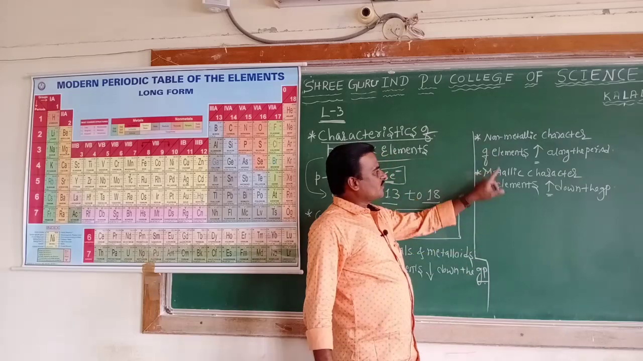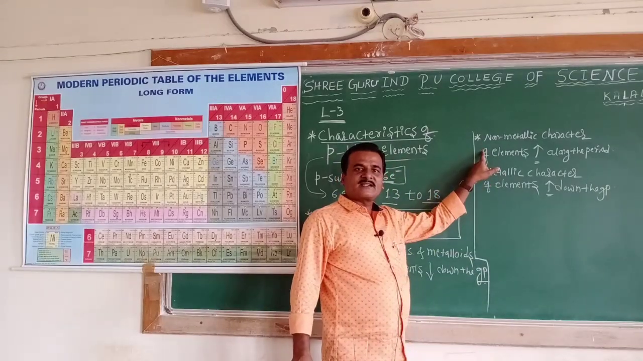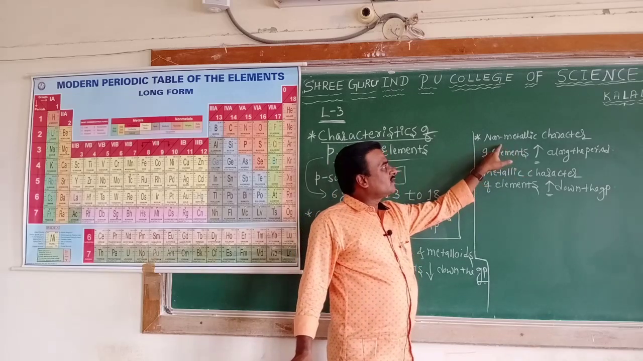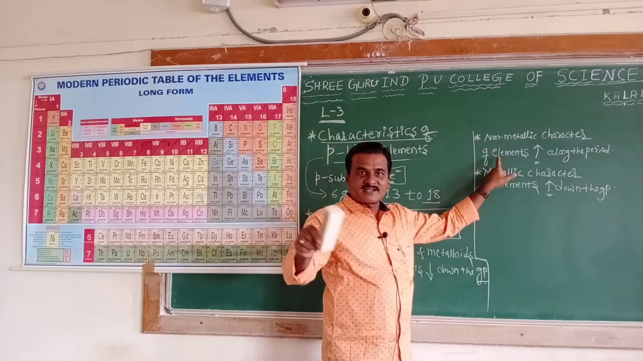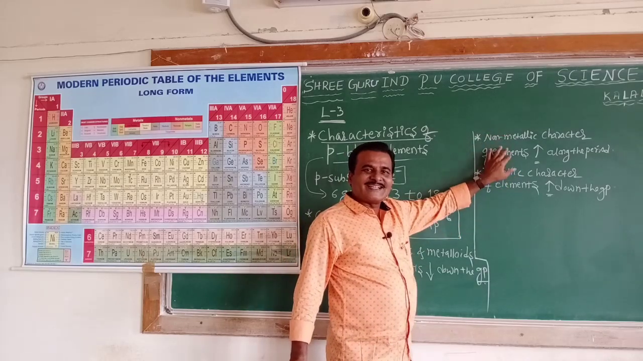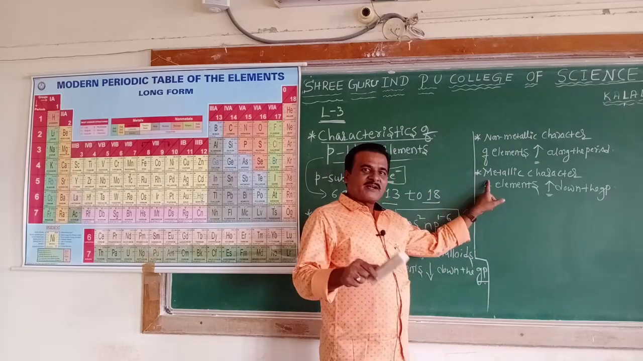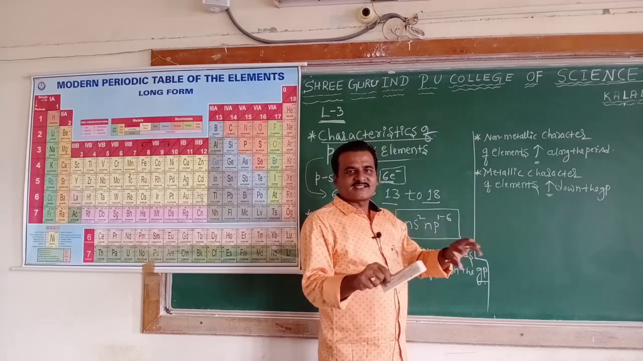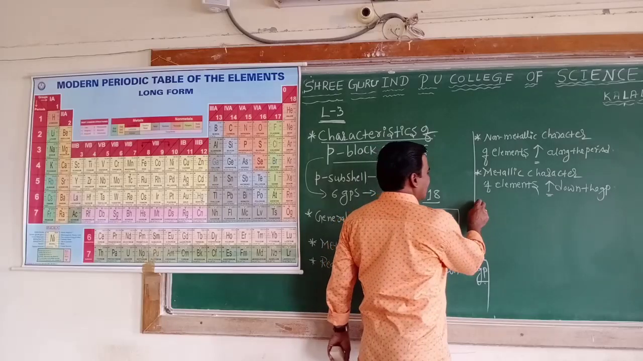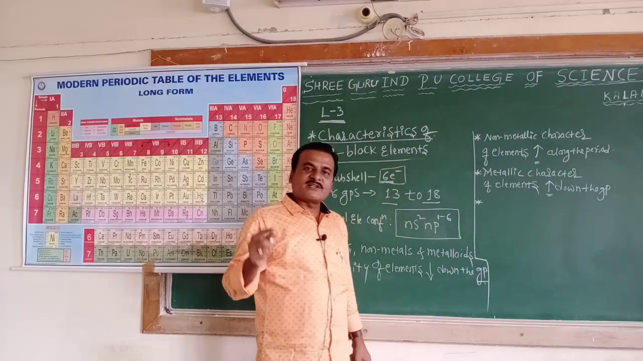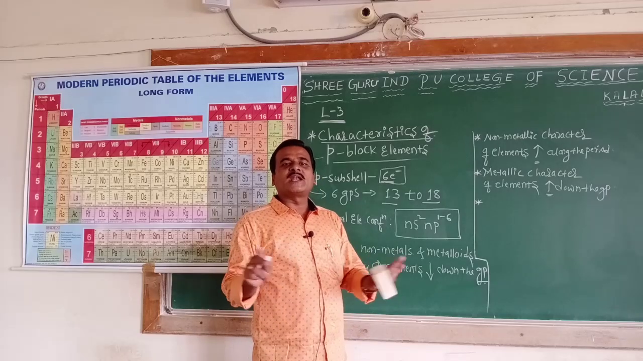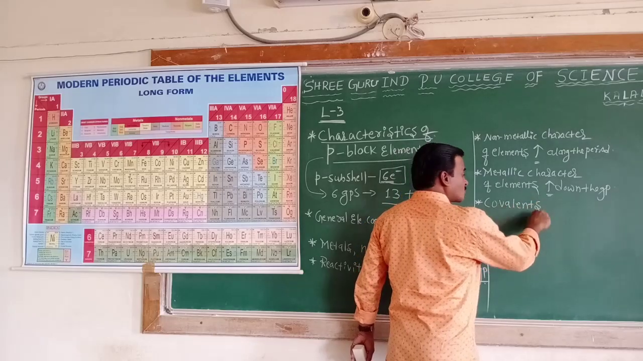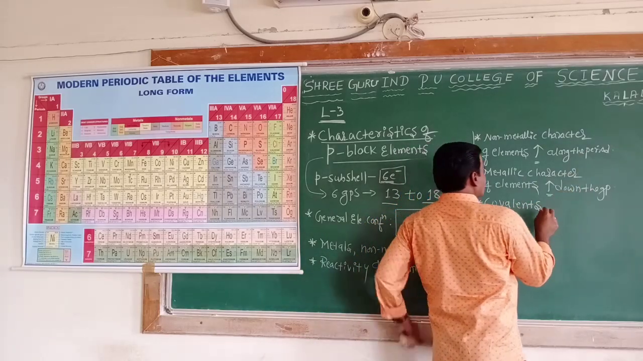So these two points you can put together. When non-metallic character increases along the period, it is understood that metallic character decreases. Next, metallic character increases down the group, which means non-metallic character decreases, vice versa. Then next, the elements of p block usually form covalent compounds.